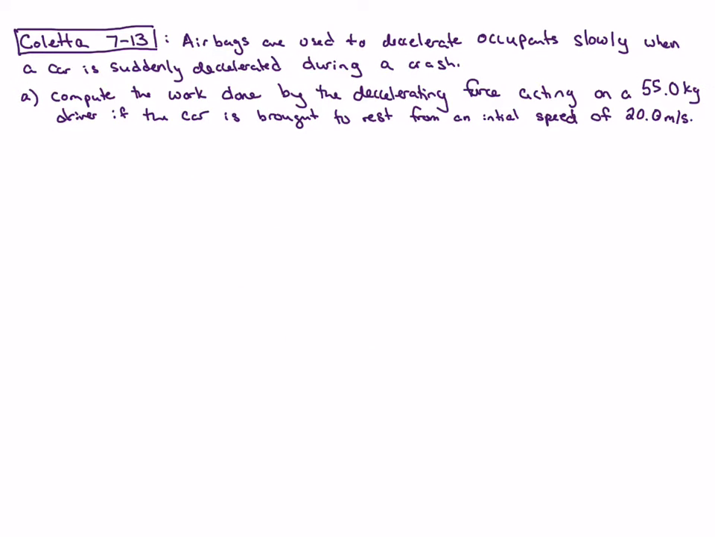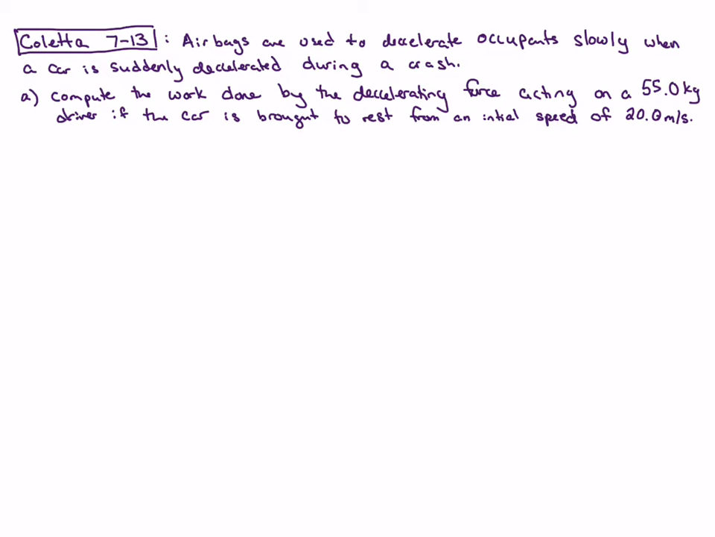In this example, I'll do Coletta 713, which discusses airbags. The problem starts by giving us a little background that airbags are used to decelerate occupants slowly when a car is suddenly decelerated during a crash. And then the task we're given in Part A is to compute the work done by the decelerating force acting on a 55.0 kilogram driver if the car is brought to rest from an initial speed of 20.0 meters per second. Good, so this is task A.